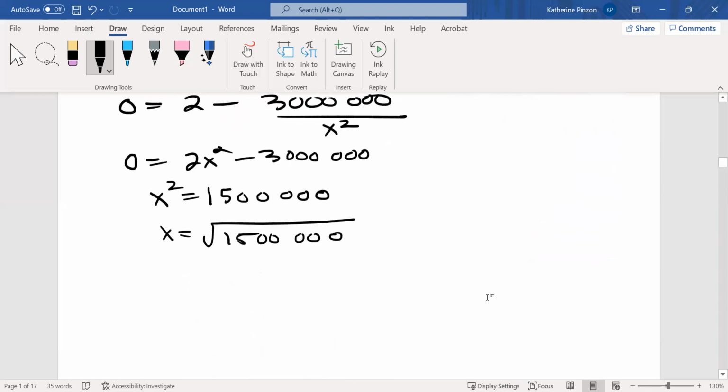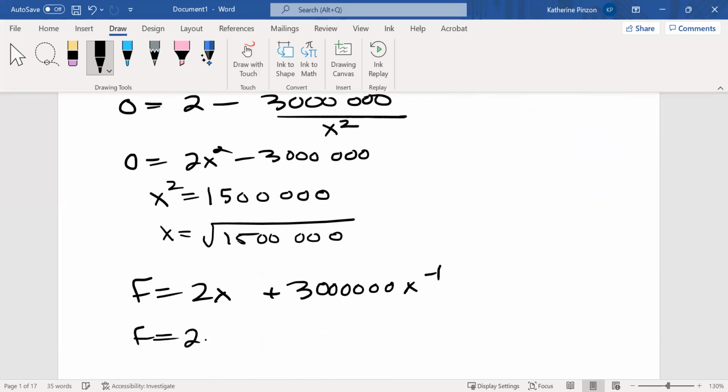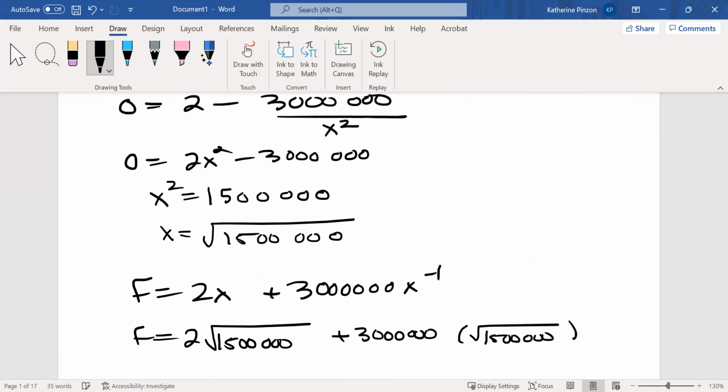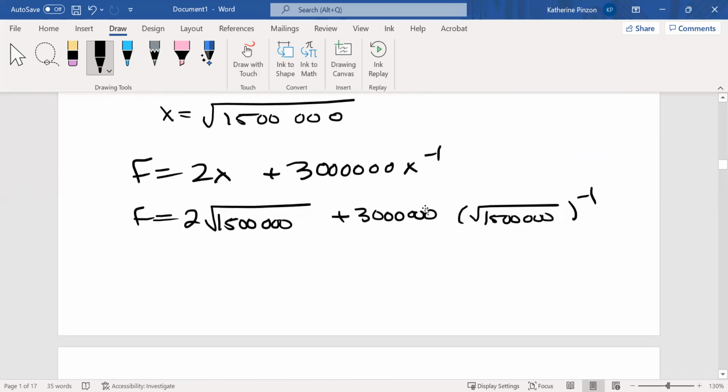So I'm going to say fence is 2x plus 3 million x to the negative 1. So the fence is 2 square root of 1.5 million plus 3 million times square root of 1.5 million to the -1. I'm going to get that number and I'm going to say that many feet.